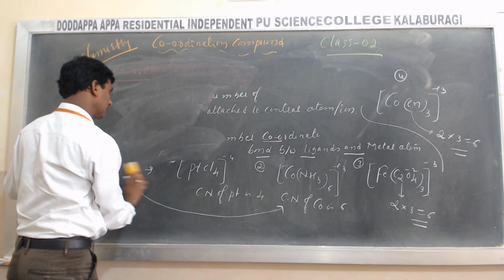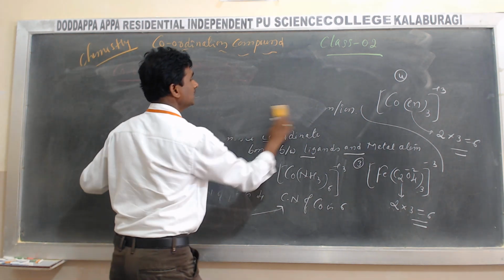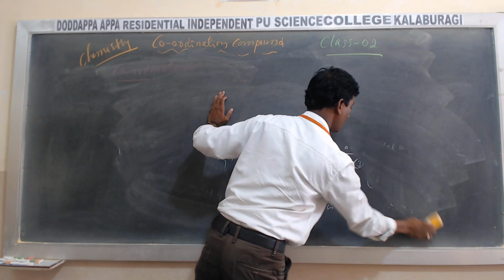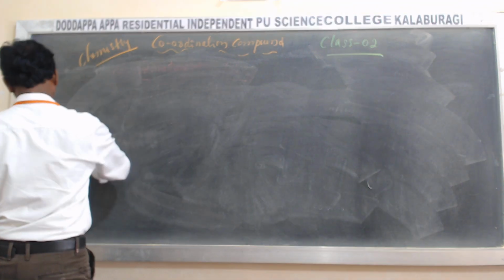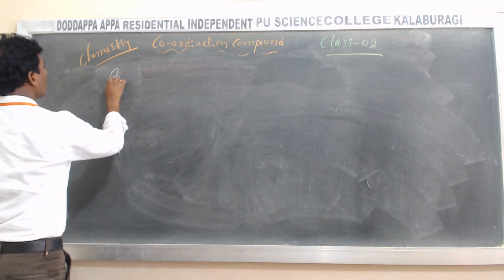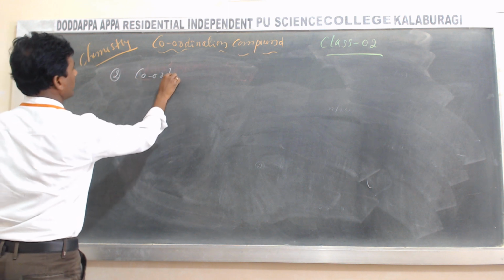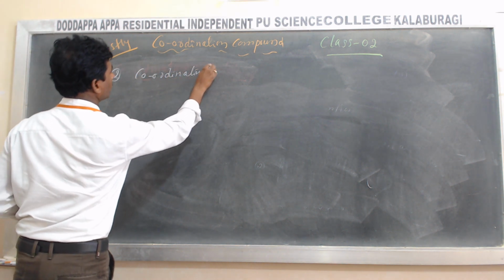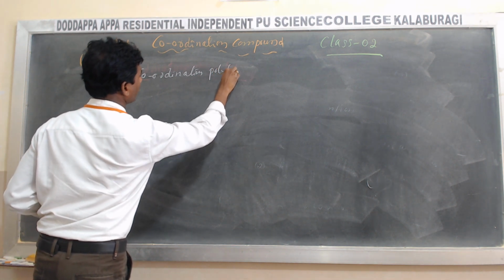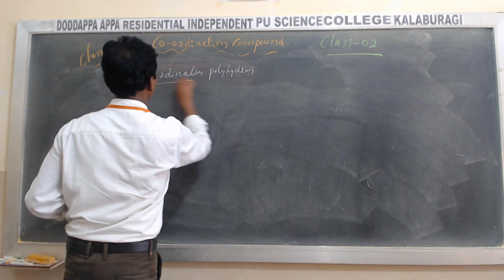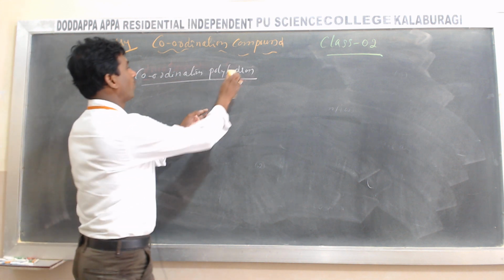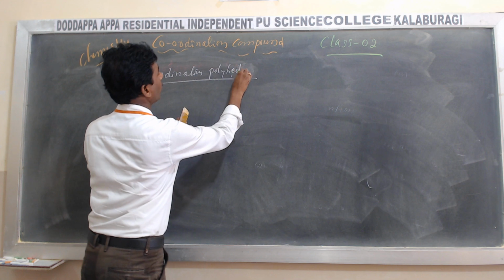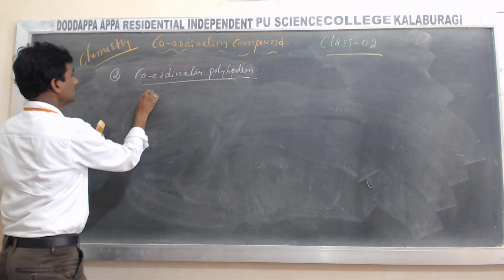The next I can discuss here is coordination polyhedron. The second one is nothing but a coordination polyhedron. Okay, so what is this coordination polyhedron? What is the definition?